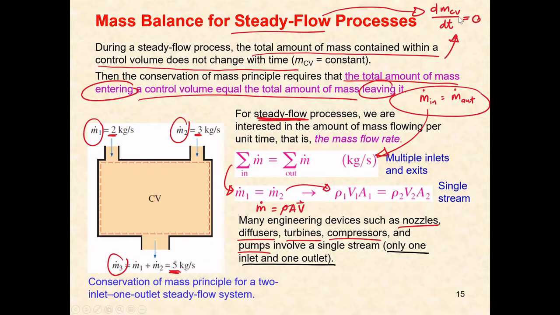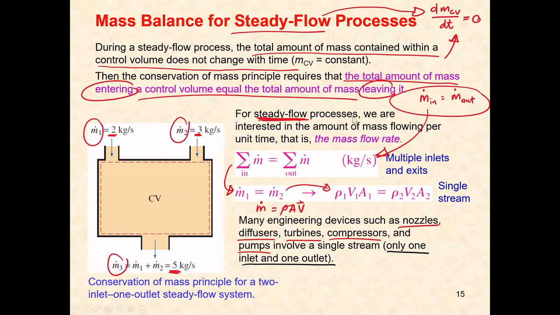So this basically means dm_CV divided by dt equals 0. Then the conservation of mass principle requires that the total amount of mass entering the control volume equals the total amount of mass leaving it. So if dm_CV divided by dt equals 0, it basically means m dot in and m dot out are equal. So no change. In the control volume, the mass is always the same.